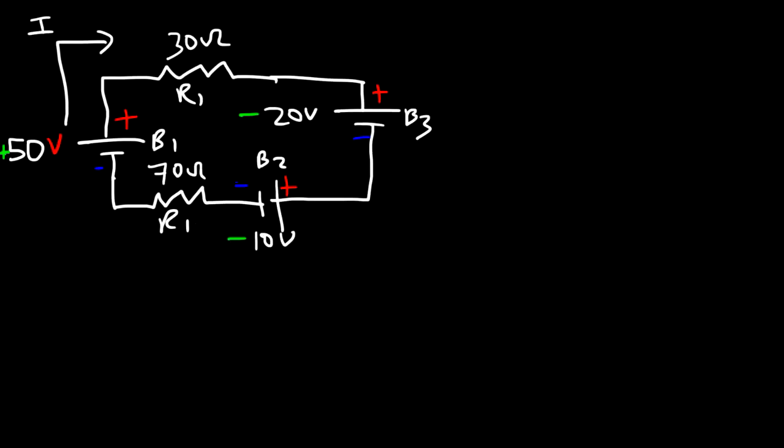Now let's write an equation. So the first battery will add 50 volts or 50 joules per coulomb of charge to the circuit. R1 is going to consume energy from the circuit, so the voltage drop will be the current that flows through it times R1. And R1 is 30, so this is going to be 30 times I.